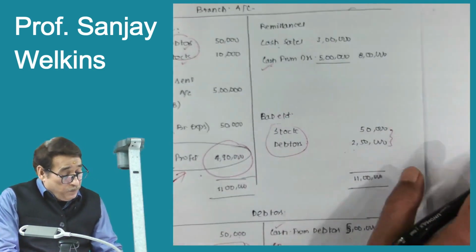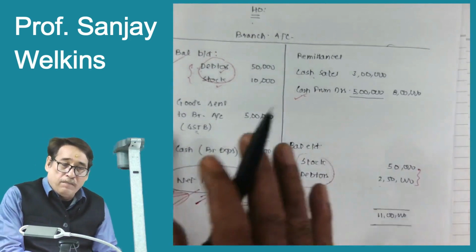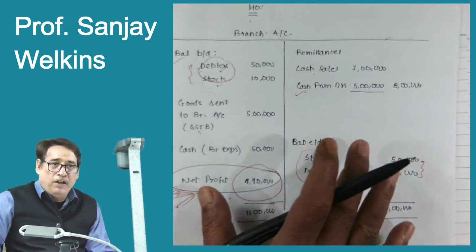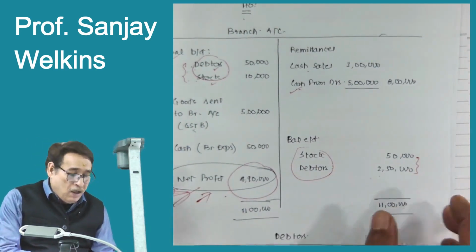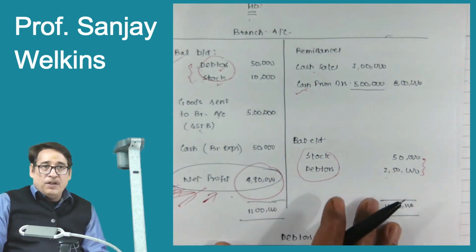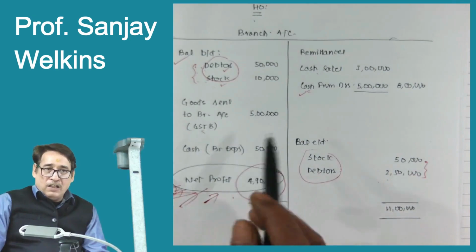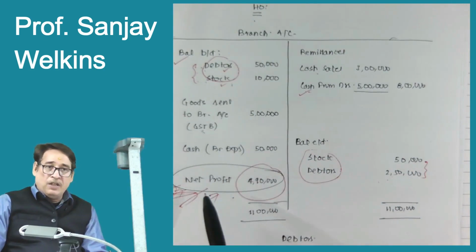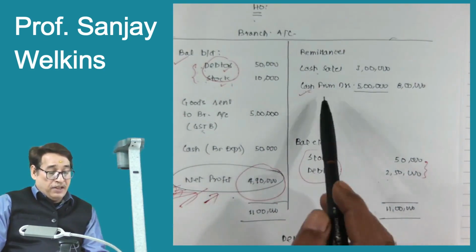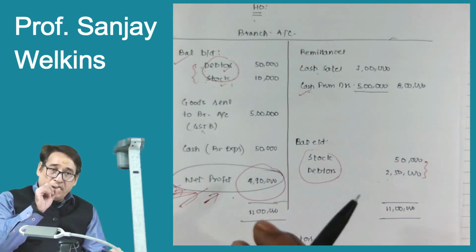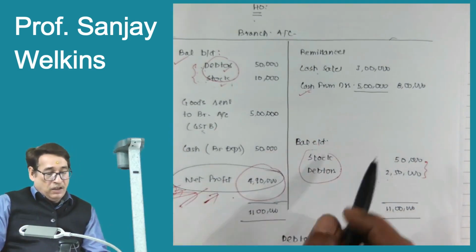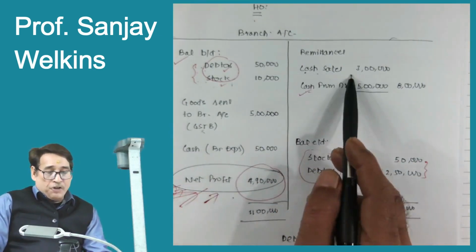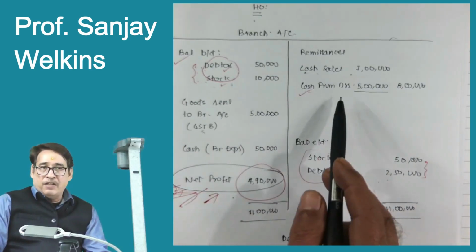See here. If I am going to ask you a very simple question, have we written the amount of total sales in this account? Please look carefully into the format, into the solution, and tell me the answer after 1 minute or 2 minutes. These are the items: debtors, stock, goods sent to branch, cash sales, net profit, stock, debtors, cash sales, and cash from debtors. Have we written the total amount of sales here in this account? No, sir. So what have we written? We have written cash sales and we haven't written credit sales. Right, exactly.